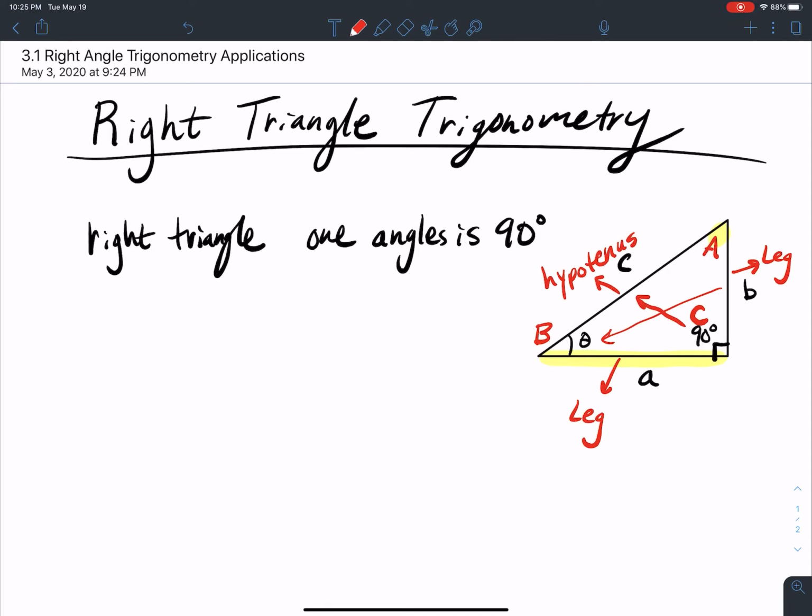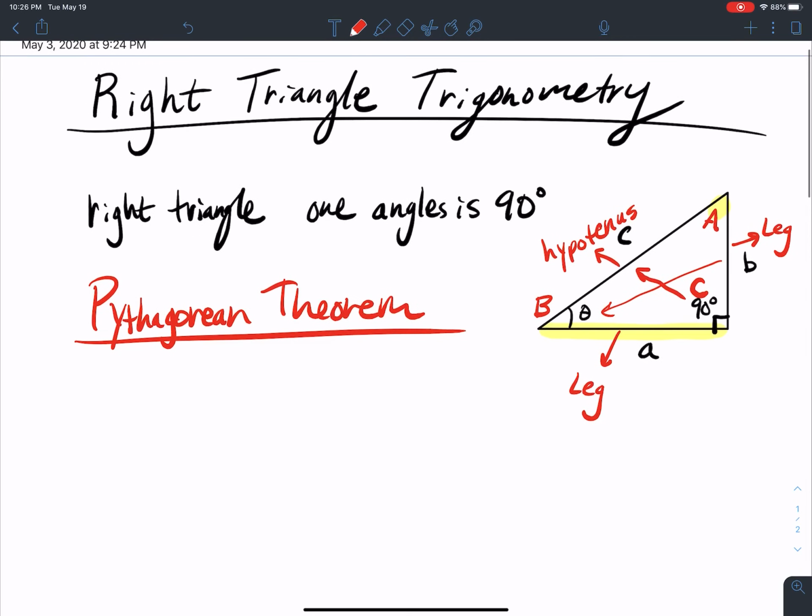Now, a famous theorem, the Pythagorean Theorem. The Pythagorean Theorem says if we have a right triangle, then the leg squared plus another leg squared equals the hypotenuse squared. Okay?